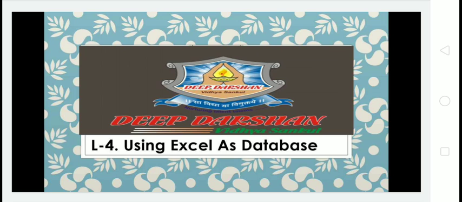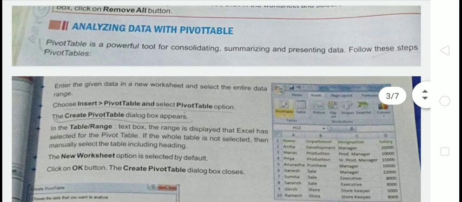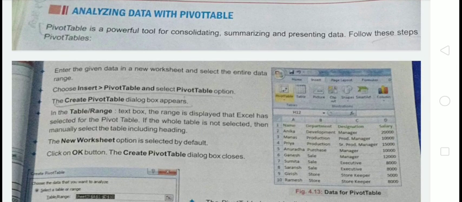Welcome back to chapter number 4, using Excel as database. Today we will see how to analyze data with pivot table. Pivot table is a powerful tool for consolidating, summarizing and presenting data. Means with the help of pivot table, you can consolidate data and summarize and also present the data. For that, follow the given steps.